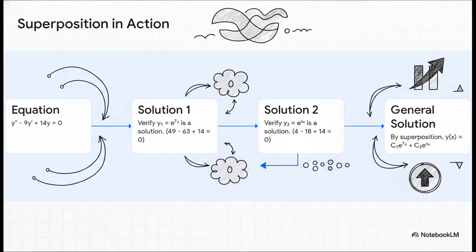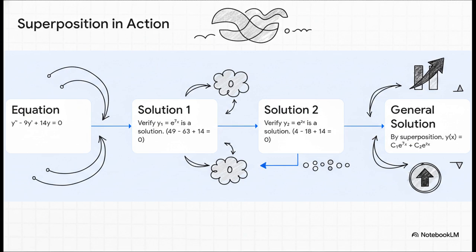Let's see this in action. You can literally take e to the 7x, plug it into the equation for y, and you'll see it all cancels out to 0. It works. Then you do the same thing for e to the 2x, and it also works. So because they both work, superposition tells us that any combination of them is our general solution.